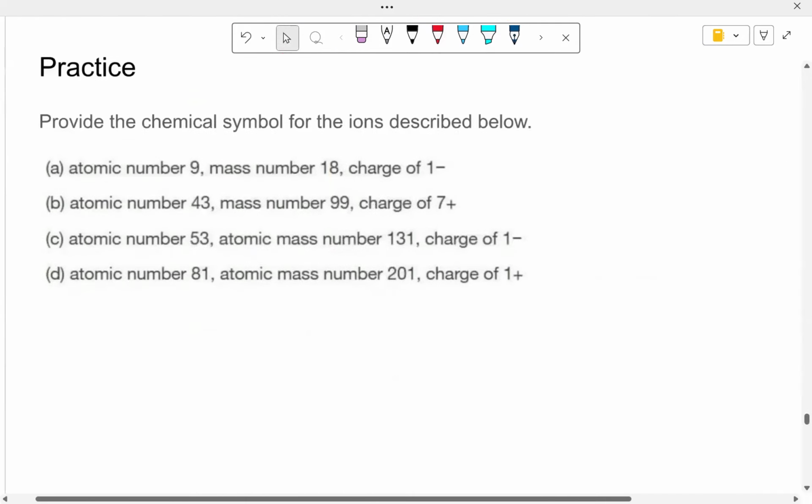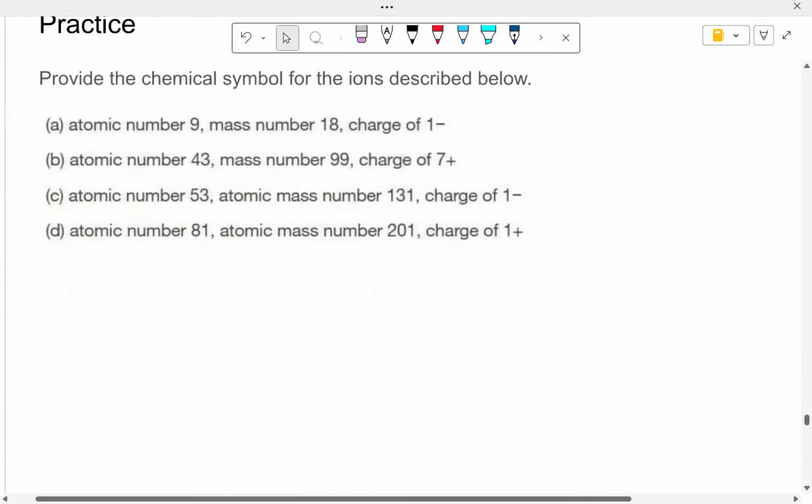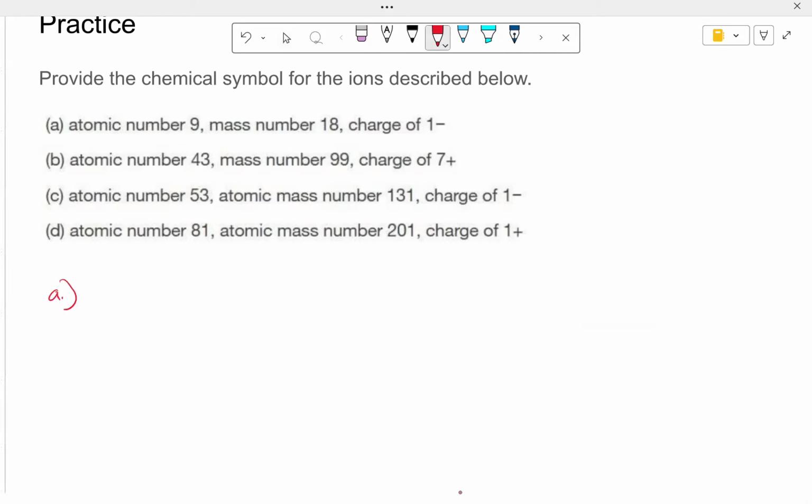Now let's go the other way. Given this information, let's be able to write the chemical symbol. So let's look at A. All right, so the first thing we're going to look at is the atomic number because that tells us what the atom is. So I'm going to go find number 9 on the periodic table, and that's fluorine, represented by the letter F.